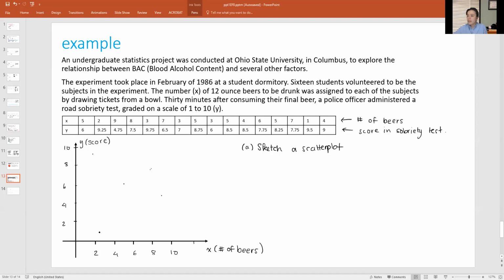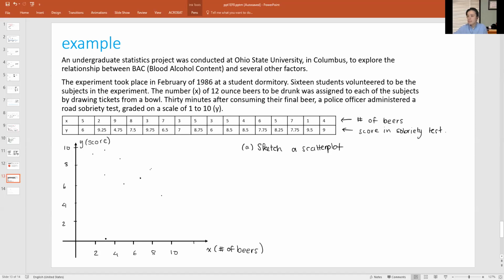Then 3 and 9.75. So 3 and 9.75 is going to be around here. 7 and 6.5. So 7 beers and a score of 6.5 is going to be around here. Then 3 beers and a score of 7. Then 5 beers and 8.75. So that's 5 and 8.75, somewhere around here.